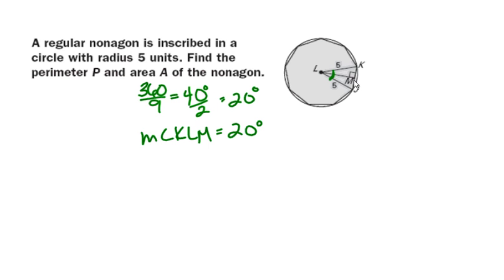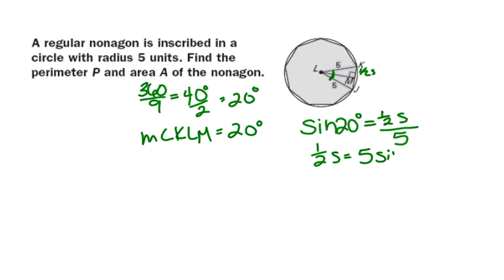Okay, so let's find the half side first. From the perspective of this 20-degree angle right here, this half side is the opposite, and the 5 is the hypotenuse, which means I'm talking sine. So the sine of 20 degrees is going to equal my half side divided by my hypotenuse. So my half side is going to equal 5 times the sine of 20, which means my whole side is going to equal 10 times the sine of 20.